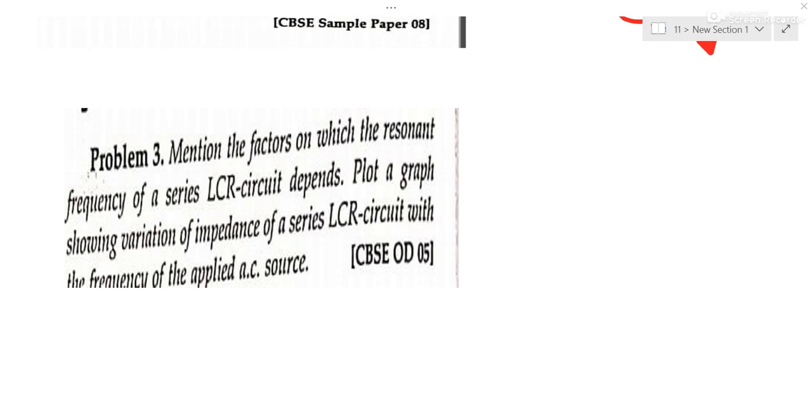Mention the factors on which resonant frequency depends. So resonant frequency is simply 1 by 2 pi root LC. So it depends upon the value of inductance and the value of capacitance.